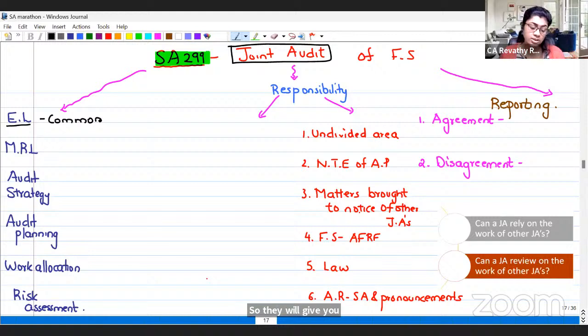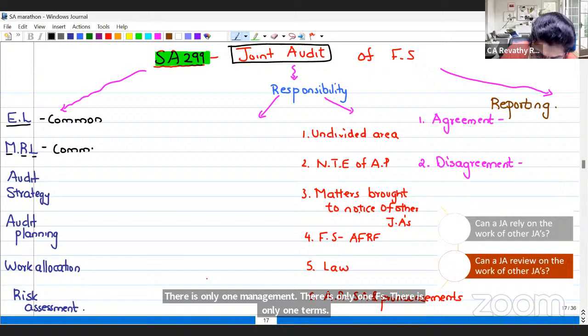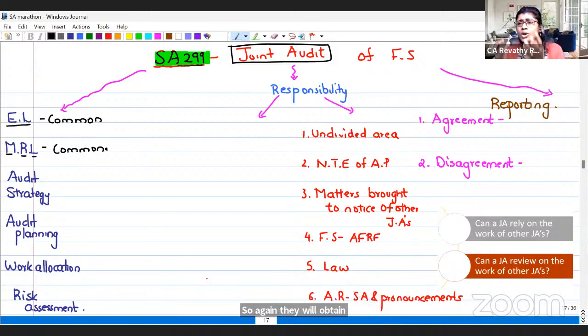Will they obtain one management representation letter, or 3 separate management representation letters? See, guys, you have to understand there is only one management, there is only one FS, there is only one set of terms. So again, they will obtain a common management representation letter. Maybe 3 copies they will get.